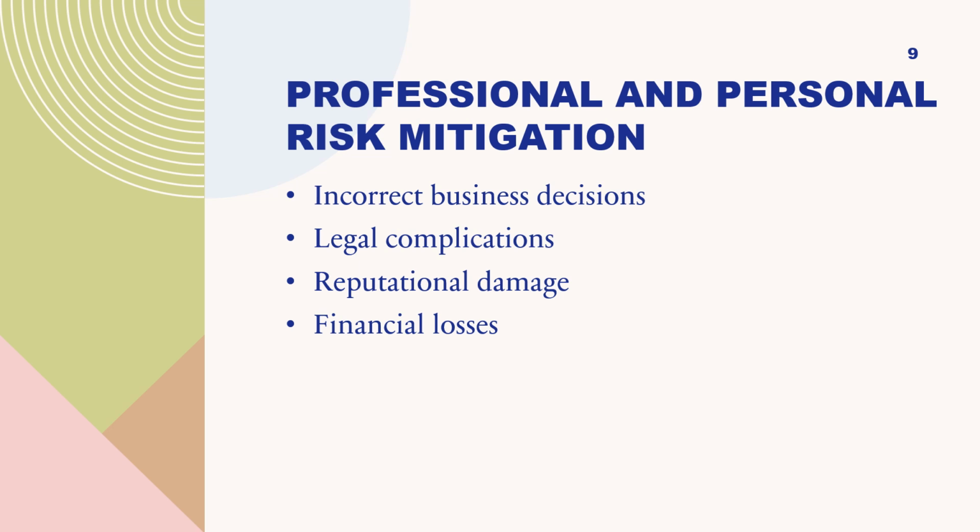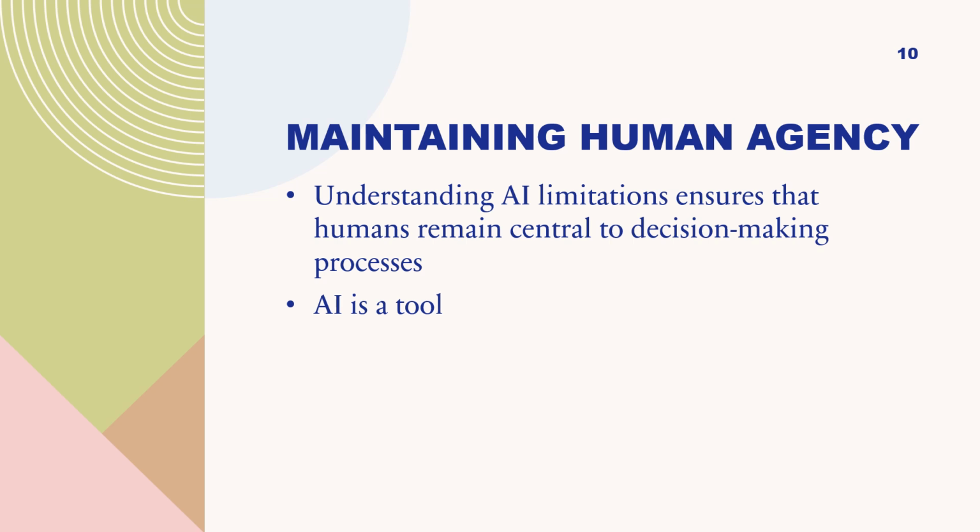And the last one is maintaining human agency. So if you understand AI limitations, it ensures that humans remain central to the decision making process. And we have to understand that AI is just a tool for us, and we should not believe it blindly, and we should question its authority before making use of it in our work or in our daily life.